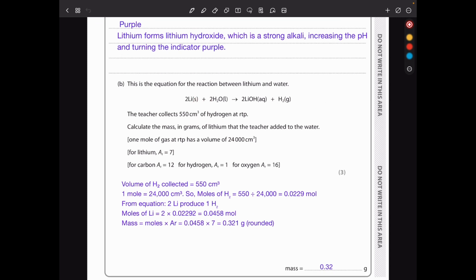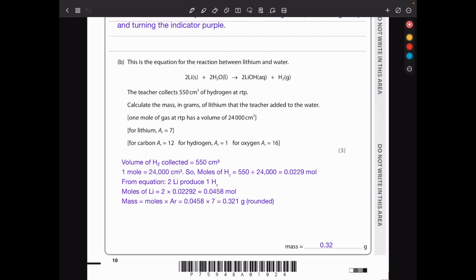In part B, this is the equation for the reaction between lithium and water. We can see it there. The teacher collects 550 centimeters cubed of hydrogen at room temperature and pressure. Calculate the mass in grams of lithium that the teacher added to the water. They've given us that 1 mole of a gas at room temperature and pressure has this volume, the Ar of lithium, as well as carbon, hydrogen, and oxygen Ars.